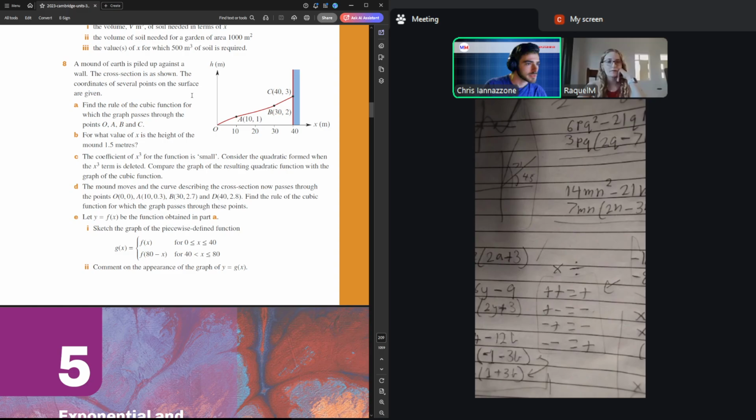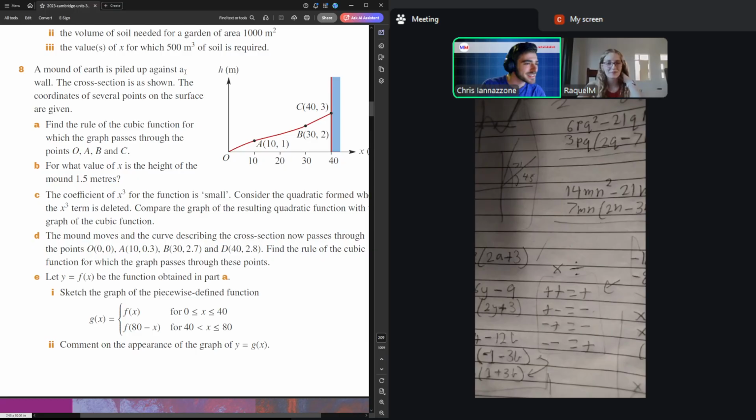Okay. Let's see how much of question 8 we can get done. Probably not going to get all of it, but we'll see. Amount of earth, cross-section of the mound, coordinates. Find the rule of the cubic for this. Okay, that's kind of nasty. You've got a bunch of points. What cubic goes through O, A, B, C?